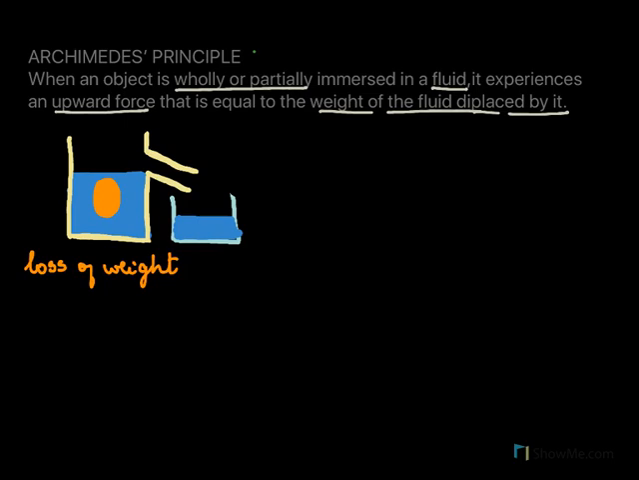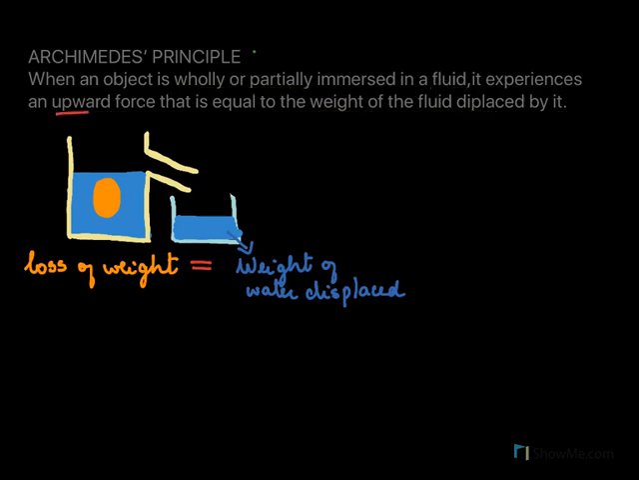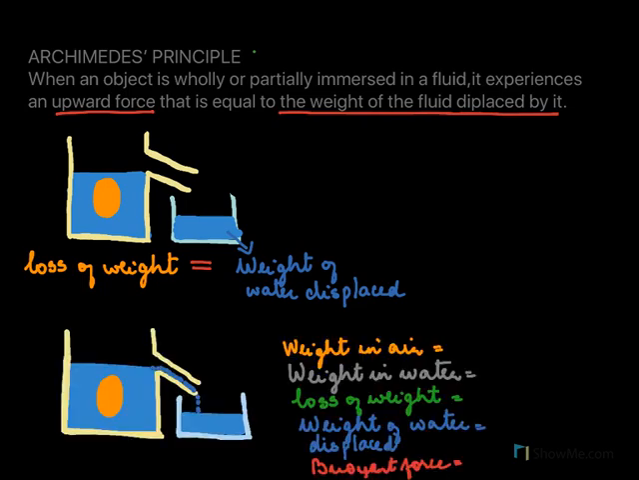If you find the weight of this water, weight of water displaced, they will be equal. So the loss of weight of that object is equal to the weight of the water displaced. This is what Archimedes is saying. The upward force, which is a loss of weight, is equal to the weight of the fluid displaced. Let's take up another example.